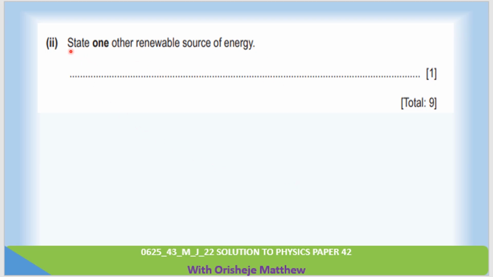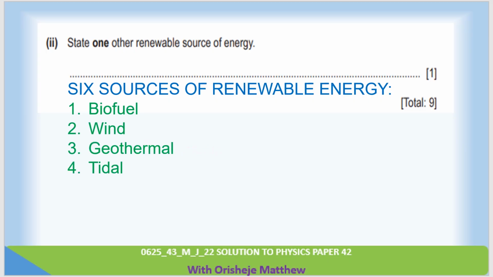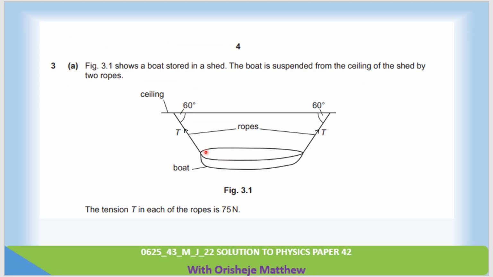Well, this is a giveaway question because you have up to about 9 forms of energy you can mention. Let me give you 6 of them. Renewable energy: you have biofuel, wind, geothermal, tidal, solar panels, and wave. So you have all those ones.